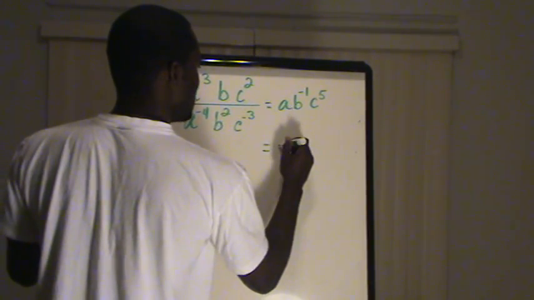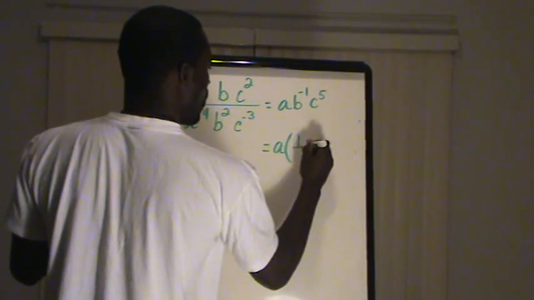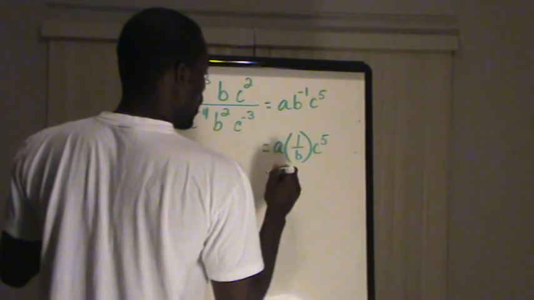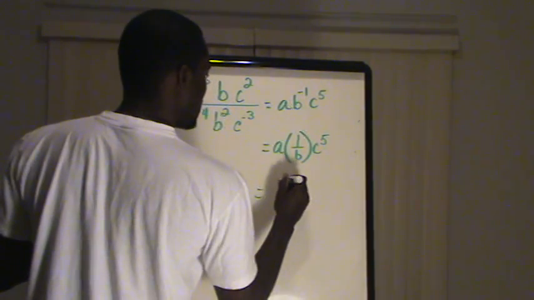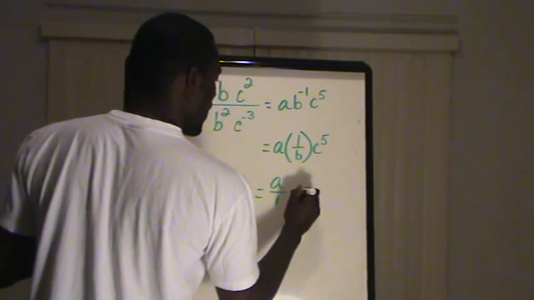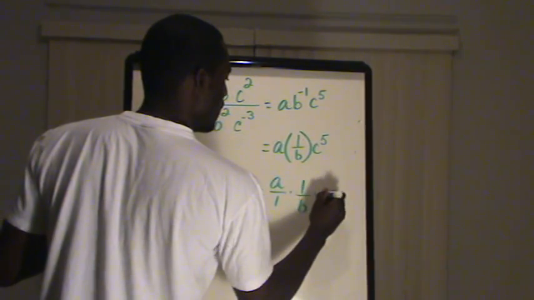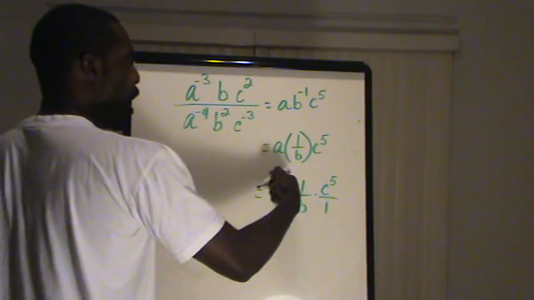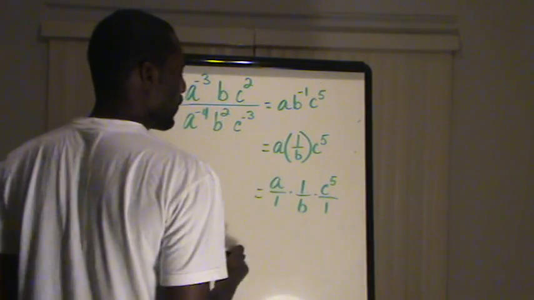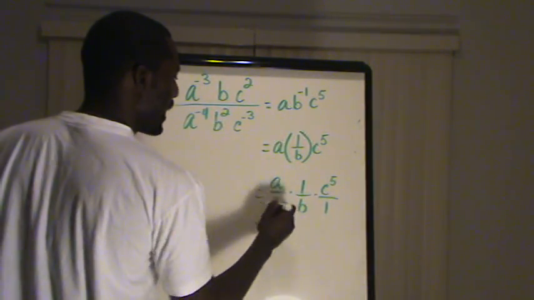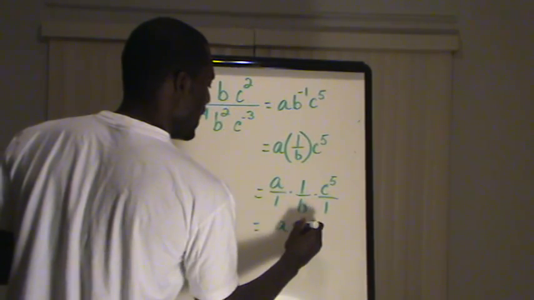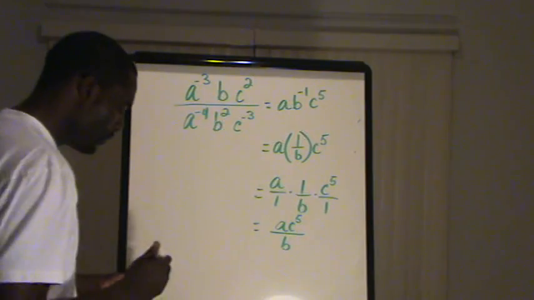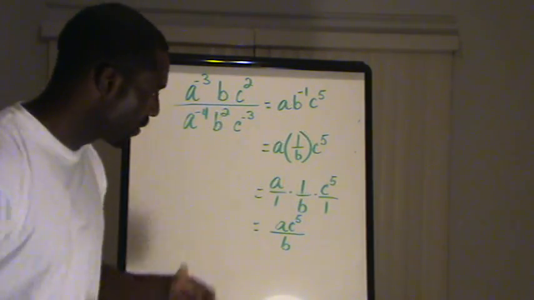So this is a, let me just write this out for a few steps for those that don't understand. So this is a times 1 over b times c to the fifth. So actually, if I can write out another step, this is a over 1 times 1 over b times c to the fifth over 1. Remember, we can write any whole number, any expression as a fraction over 1. So if I multiply straight across, this is a c to the fifth divided by b. Okay? That's a very good example.